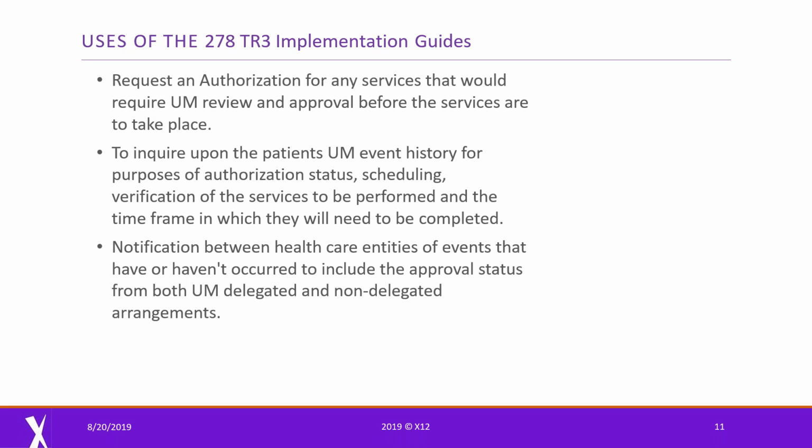So as I said earlier, there are three different uses of the 278 TR3 implementation guides. And for the most part, when people talk about a 278, they always think of the authorization process. This is where you're talking about your pre-cert requests or your authorization requests, where you require review, and then you wait for an approval before the services begin to take place. But that is just one 278 TR3 implementation guide. There are actually three that we support in Workgroup 10.